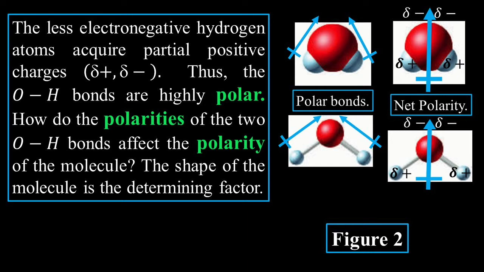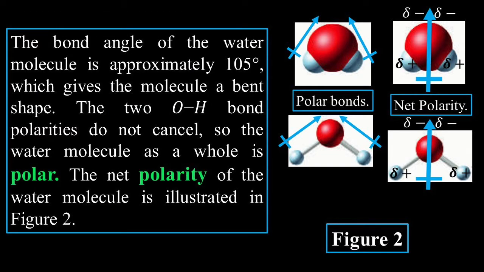How do the polarities of two OH bonds affect the polarity of the molecule? The shape of the molecule is a determining factor. The bond angle of the water molecule is approximately 105 degrees, which gives the molecule a bent shape. The two OH bond polarities do not cancel, so the water molecule as a whole is polar. The net polarity of the water molecule is illustrated here in figure 2. They don't cancel because of the geometry, so that's very important to study.